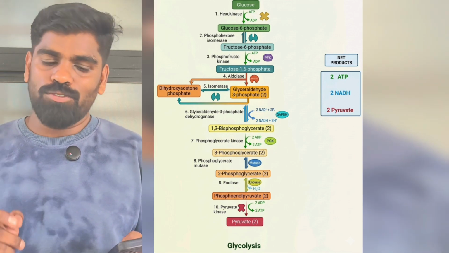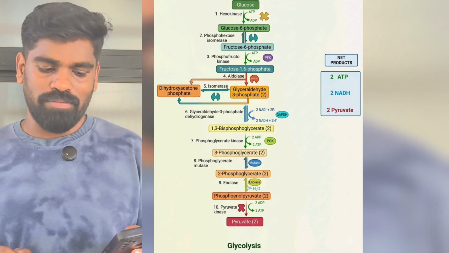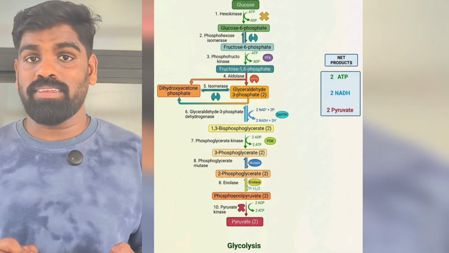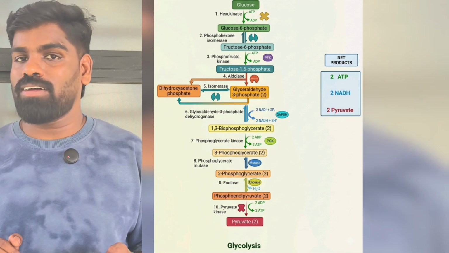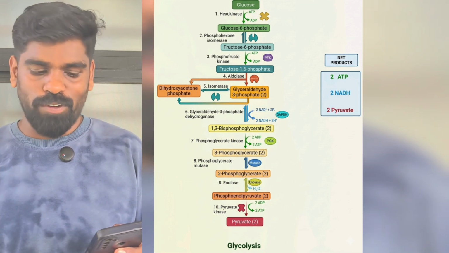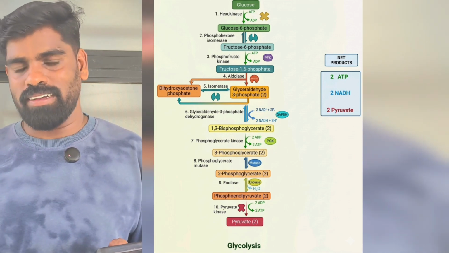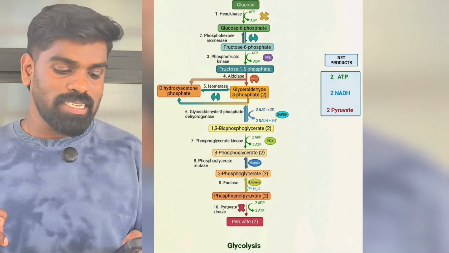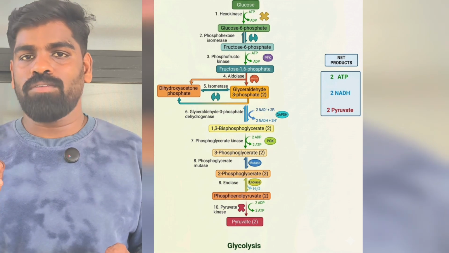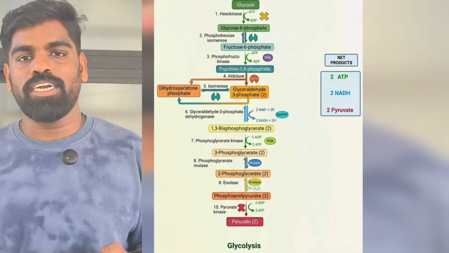Now this 2-phosphoglycerate is again converted into phosphoenol pyruvate in the presence of enolase enzyme and Mg2+. Here one molecule of water is also released. Now phosphoenol pyruvate is converted to pyruvic acid. Pyruvate kinase is the enzyme, and at this time also ADP is converted into ATP. So there are two steps where ADP is converted into ATP, and one step where NAD is converted into NADH2.